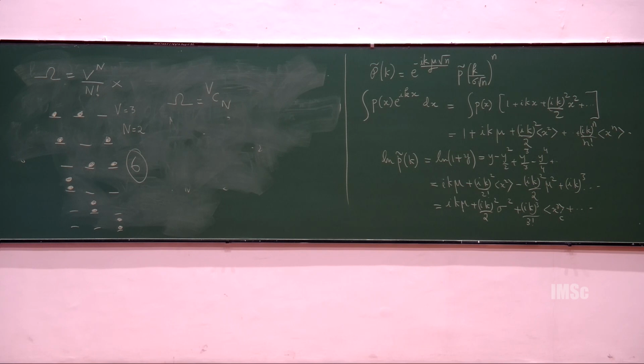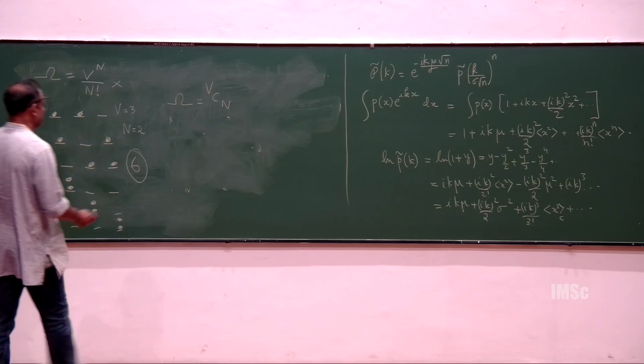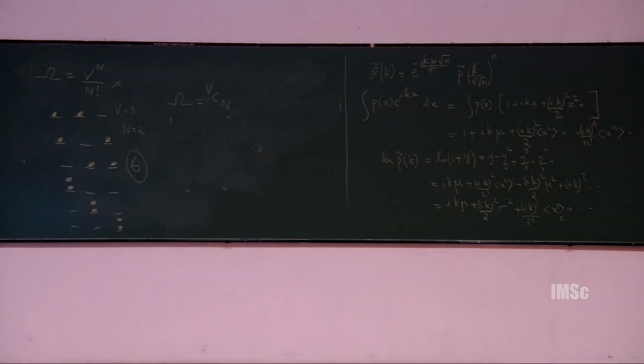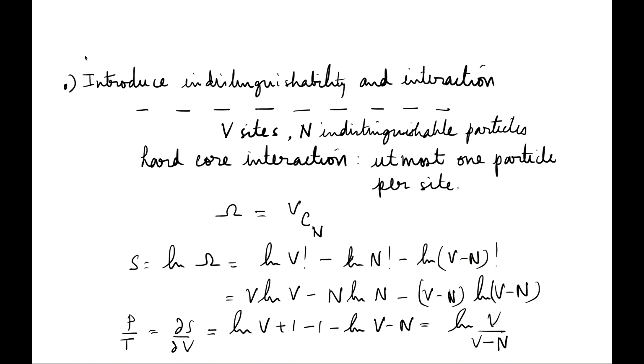What is the equation of state? So can you compute the equation of state for this? Okay, I can do the computation because I have done it here. It is VCN. This you should just try out yourself. So now I just do my machinery. S is log omega. VCN is V factorial by n factorial times V minus n factorial. So I take the logarithm of that. Log V factorial is V log V roughly. Other terms will not matter. Minus n log n minus (V minus n) log (V minus n).